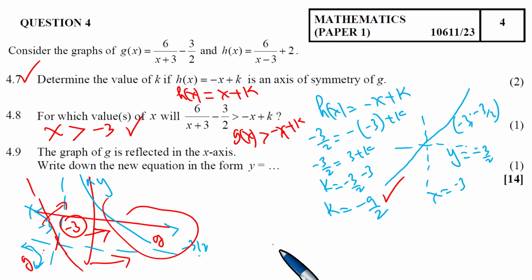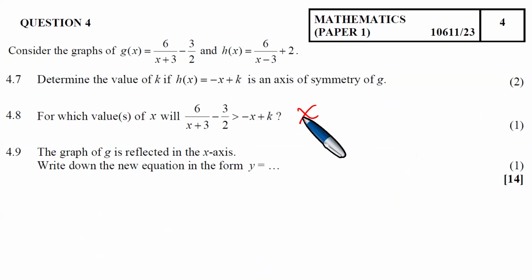Think about it. Okay, now the graph of G is reflected in the x-axis. Now in 4.9, the graph of G is reflected in the x-axis. You reflect the graph of G in this x-axis. Write down the new equation in the form y equals something. So this is bigger than minus 3. The graph of G is reflected in the x-axis. Write down the new equation in that form.